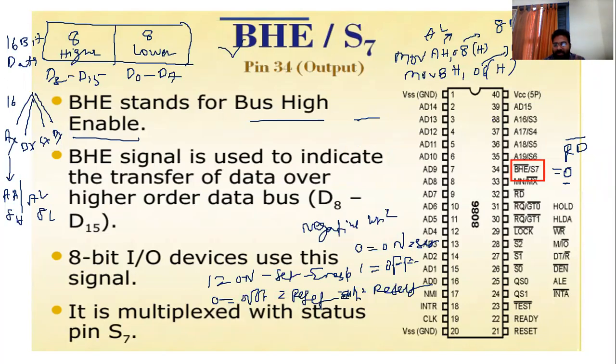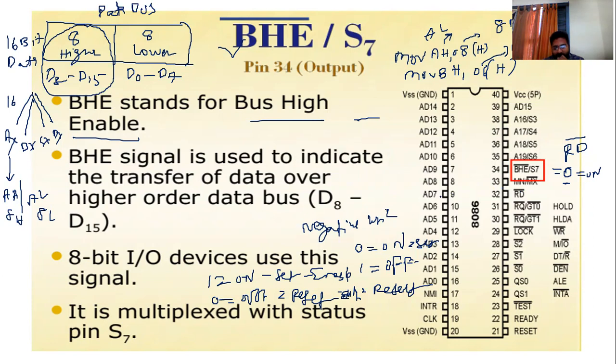Nothing but negative logic, that is. So it is equal to 0, nothing but on. So at that time, the data bus carries the information by using D8 to D15.